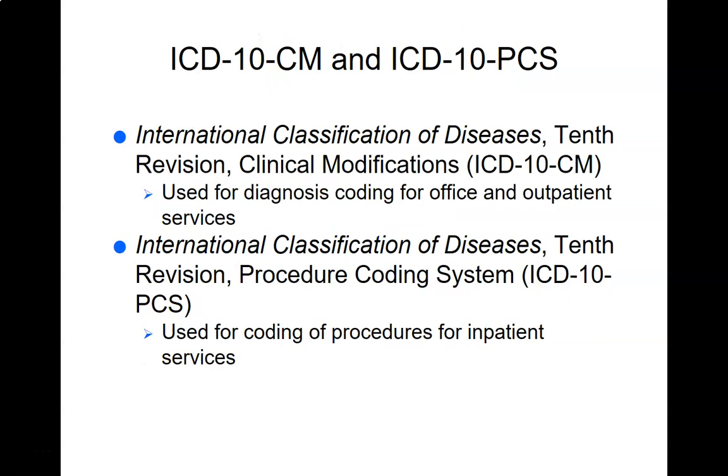The ICD-10-CM and ICD-10-PCS. The ICD coding manuals consist of two different types. You've got your International Classification of Diseases, 10th Revision, Clinical Modification, the ICD-10-CM, which is used for diagnosis coding for office and outpatient services. The International Classification of Diseases, 10th Revision, Procedure Coding System, the ICD-10-PCS, is used for coding of procedures for inpatient services. Diagnosis coding for outpatient services provided prior to October 1st of 2014 was in the International Classification of Diseases, 9th Revision, Clinical Modification, the ICD-9-CM, Volumes 1 and 2.